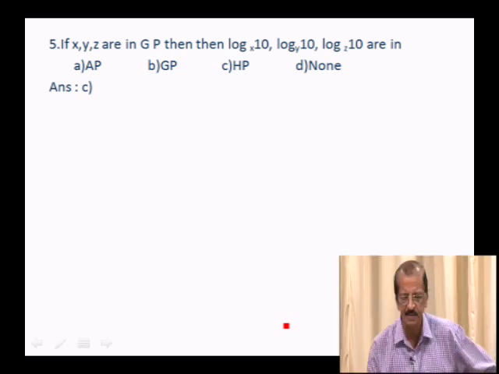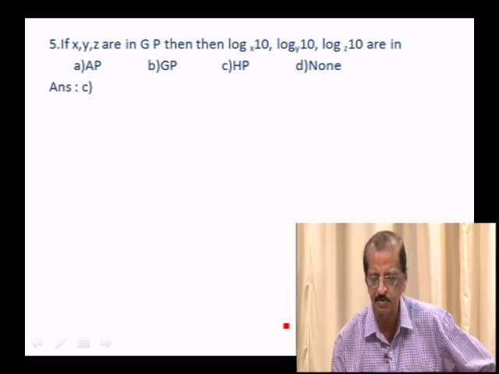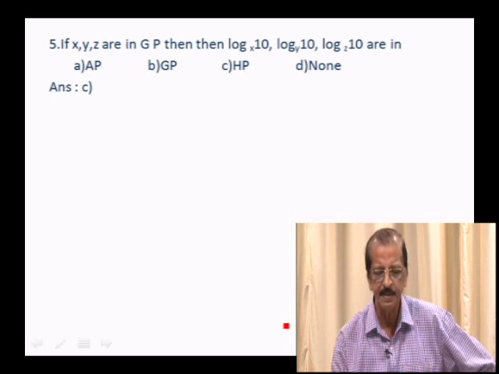If X, Y, Z are in AP, then log 10 to the base x, log 10 to the base y, log 10 to the base z are in AP, GP, HP, or none.